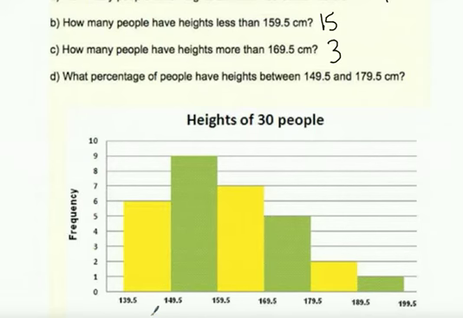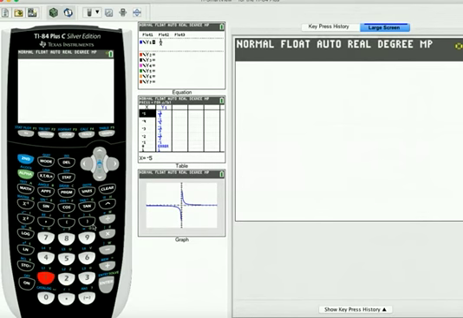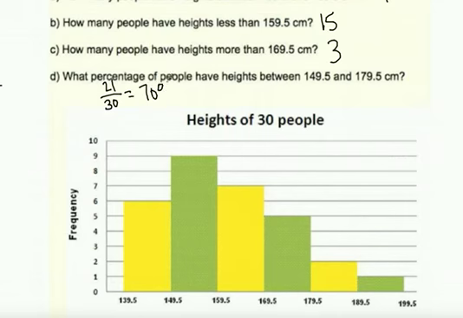D says what percentage of people have heights between 149.5 and 179.5? So we're going to be looking at this, this, this. So we have 9, 7, and 5. So 9 plus 7 would be 16, plus 5 would be 21. So we would do 21 out of 30, and that would give us a decimal, and we can turn it into a percent. So 21 divided by 30 gives us 0.7, so that would be 70%.